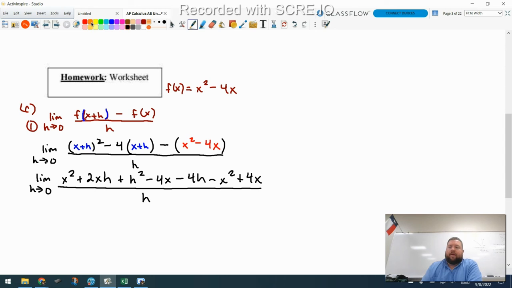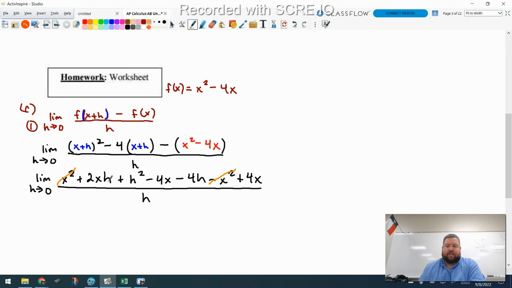Okay, so the only way that we're going to get an answer to this limit is if we're able to cancel this h on the bottom. The only way that's going to happen is if everything on top that does not have an h attached to it cancels out first. So this term, I have an x squared, so that has to cancel with something. Otherwise, we didn't do something right, or the derivative doesn't exist. Okay, so x squared, and I do see a minus x squared right there. So those two can cancel out.